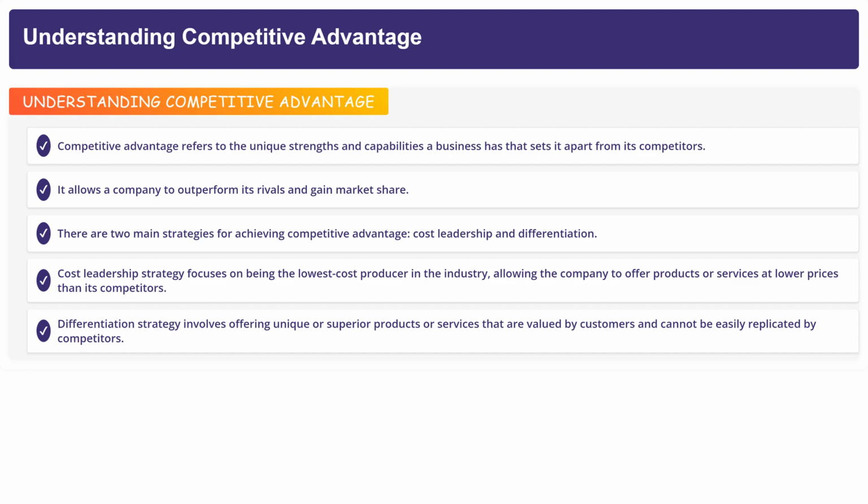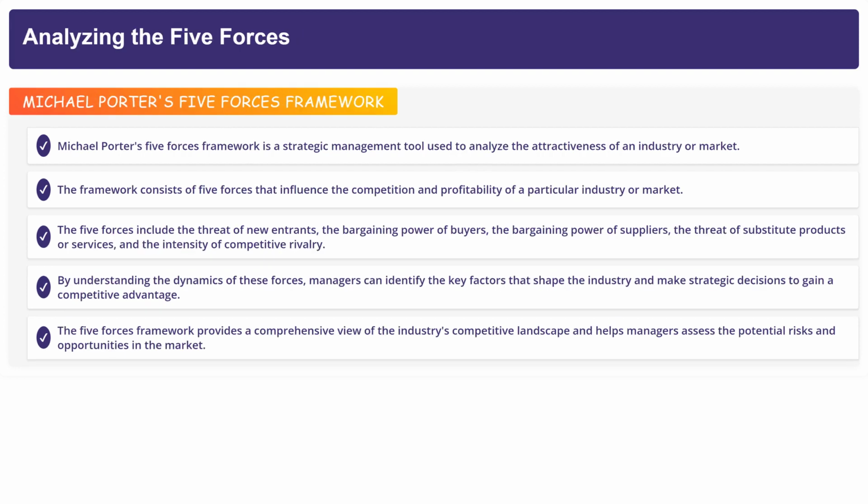In this segment, we will dive into Michael Porter's renowned 5 Forces framework and its significance in assessing the competitiveness of an industry. Michael Porter's 5 Forces framework is a strategic management tool that is widely used to analyze the attractiveness of an industry or market. It consists of 5 key forces that influence the competition and profitability of the industry. These forces include the threat of new entrants, the bargaining power of buyers, the bargaining power of suppliers, the threat of substitute products or services, and the intensity of competitive rivalry.